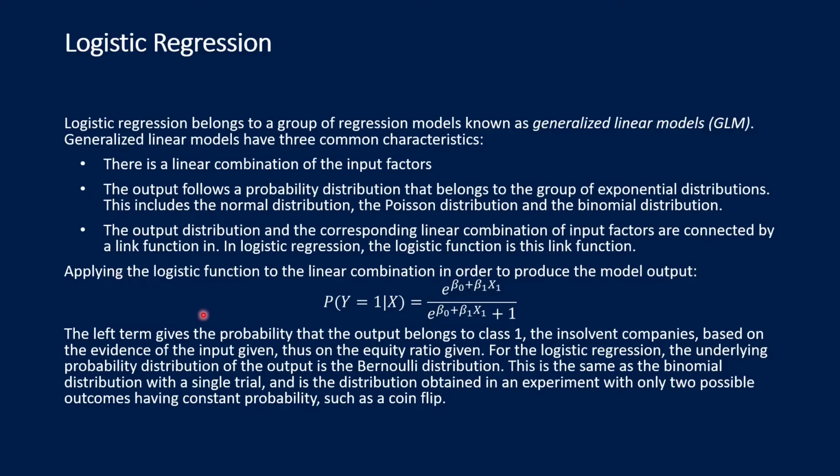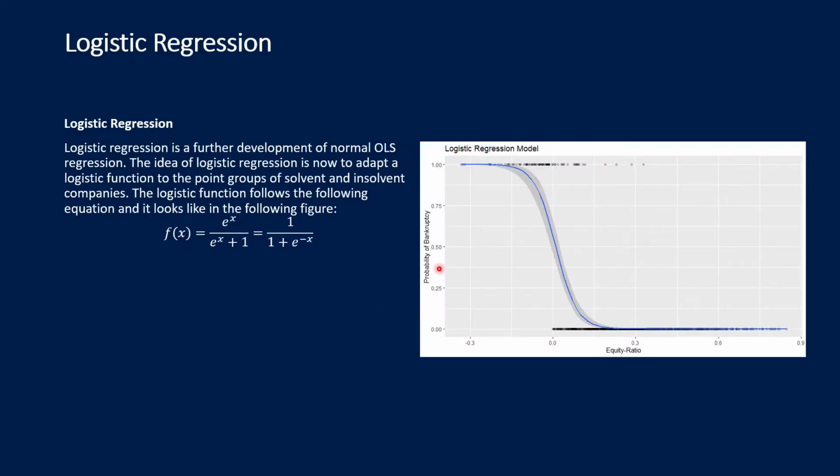If we now apply the logistic function to the linear combination in order to produce the model output, we now see the probability of, let's say, a company belonging to the insolvent companies, so epsilon is 1. I just remind you of the last picture where we had the 1 for the insolvent companies and the 0 for the surviving companies. And of course we model some kind of probability here. So if you have a very low equity ratio, the probability that you belong to the insolvent companies is very high, and it's decreasing the higher the equity ratio is.